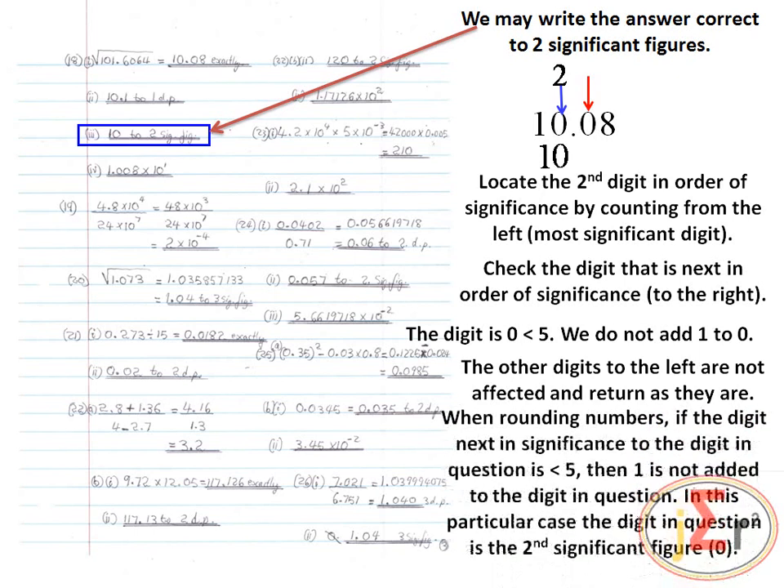When rounding numbers, if the digit next in significance to the digit in question is less than 5, then 1 is not added to the digit in question, which is this one. In this particular case, the digit in question is the second significant digit, and its value is 0, this one.